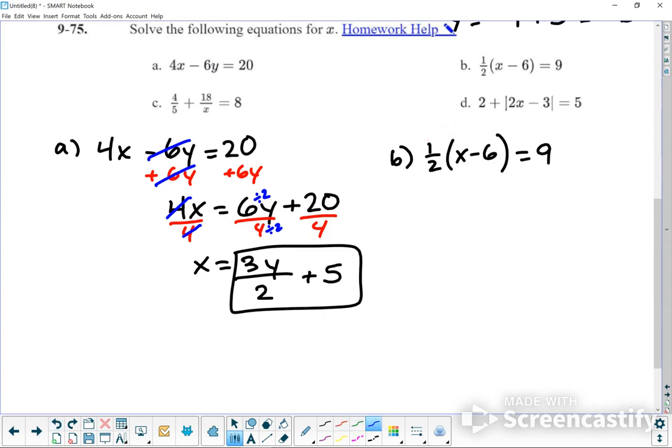So to get rid of 1/2, I'm going to multiply it by 2 over 1. If I do it to that side, I have to do it to this side. That's going to cancel the 2's out. So I would just be left with x minus 6. And 9 times 2 is 18. So that way I keep whole numbers. And actually, I don't even need the parentheses for x minus 6. Then I just have to finish it off by adding 6. Those will cancel, and we get x equals 18 plus 6, 24. Okay, that's my next answer.